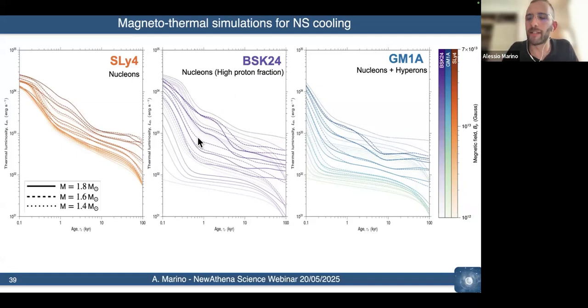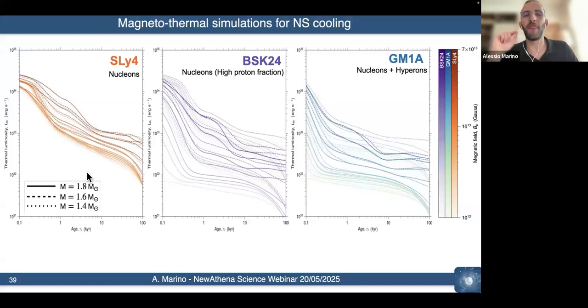The lighter the color, the lower the magnetic field, as you can see here in this color bar, while the style of the lines is connected to the mass of our neutron stars. 1.8 solar masses, so the heaviest neutron stars, are marked with solid lines, while with dashed and dotted lines we highlight the curves for lower mass neutron stars.